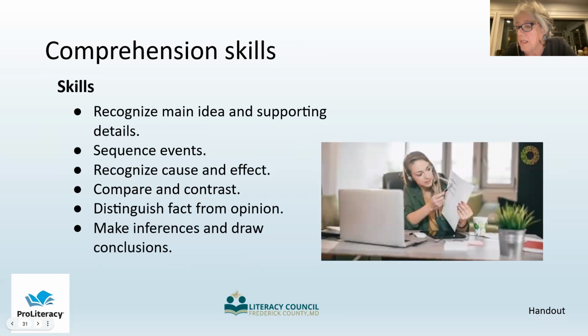Let's review some key skills introduced in the workshop that support comprehension. Being able to identify the main idea and make decisions about which details are important and which are not helps comprehension. All levels of students use sequences in daily lives. They may follow a recipe or procedure at work.